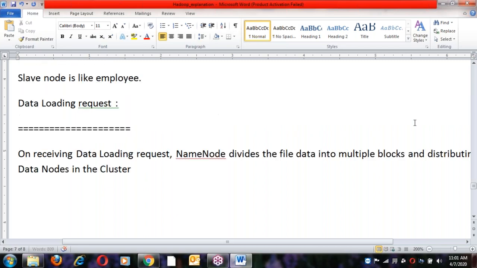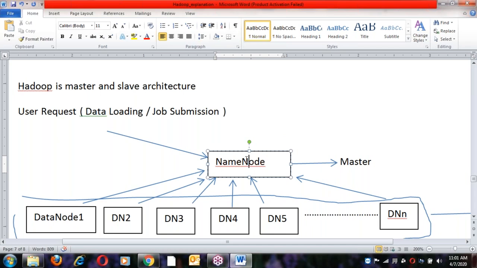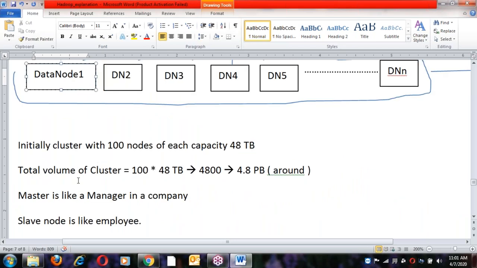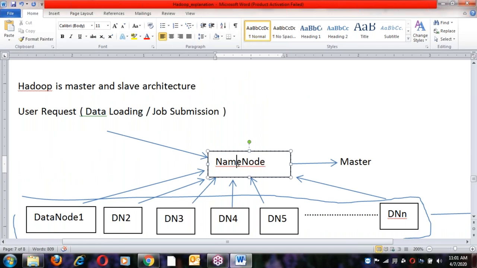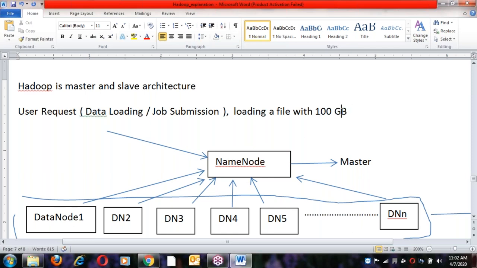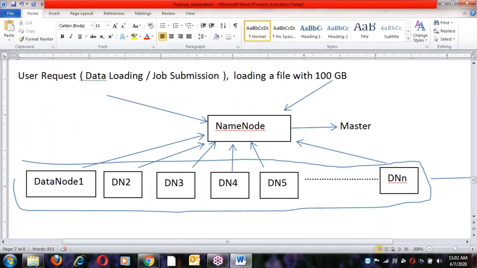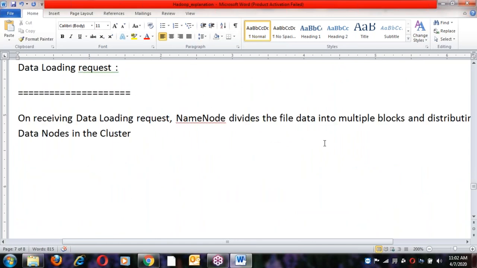Here the name node takes the request from the users, then passes the data to the data nodes. Suppose we are loading a file with 100 GB. That 100 GB of data goes to the name node. Now the name node takes that 100 GB, divides it into multiple blocks, then distributes them onto multiple data nodes in the cluster.